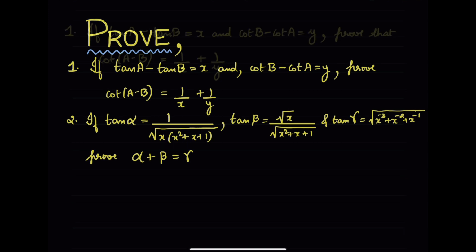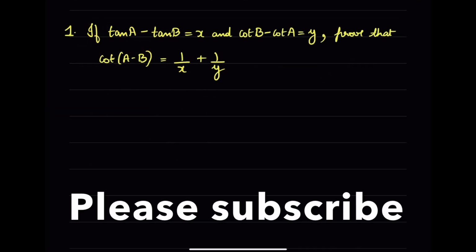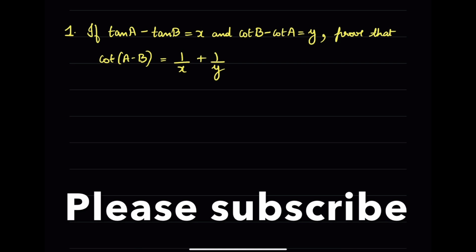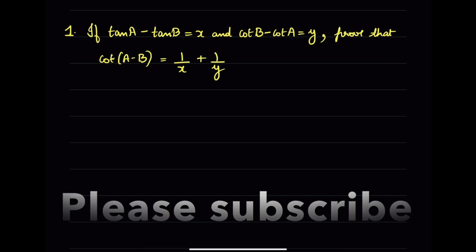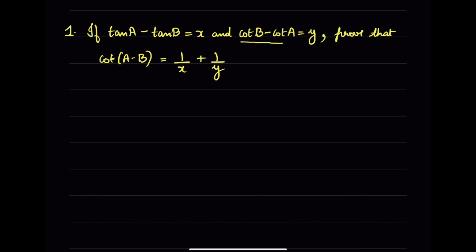Let's start with the first one. So in the first question, the information given to us is tan A minus tan B is equal to X and cot B minus cot A is equal to Y. Using this information, we have to prove that cotangent of A minus B is equal to 1 by X plus 1 by Y.